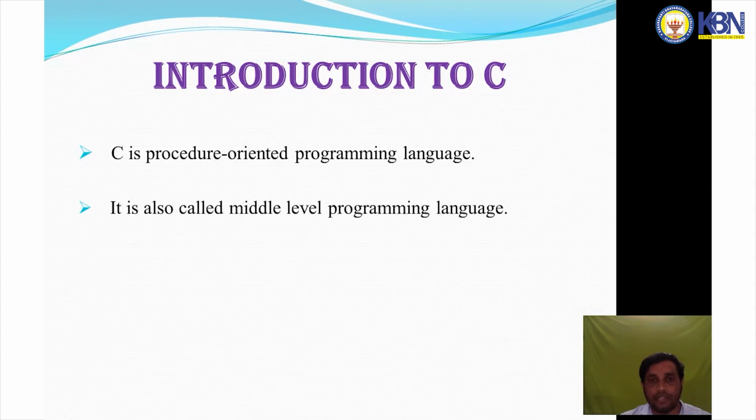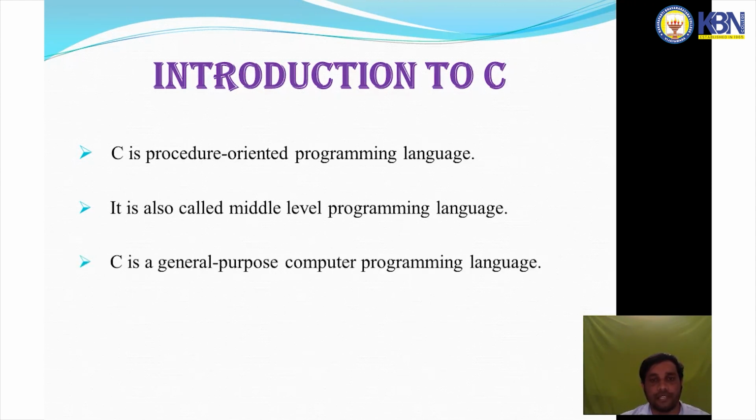Languages can be classified into three types. The first one is low level, the second one is middle level. So the C language is a middle-level programming language. The next one is a general-purpose computer programming language. So what does general purpose mean? A regular programming language that can be utilized for everyday things. That's why it is a general-purpose programming language.